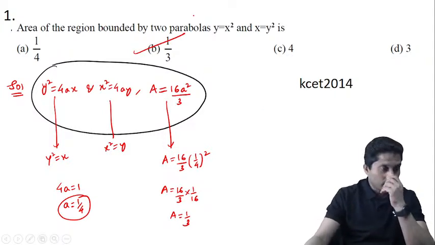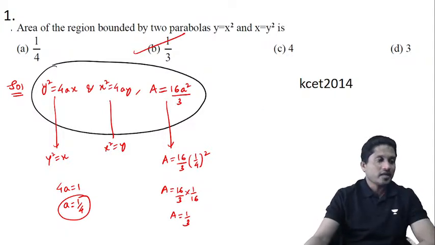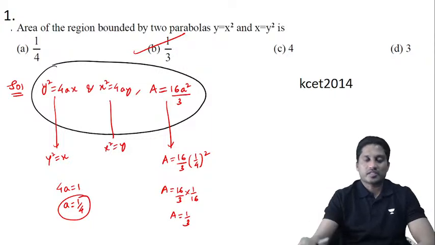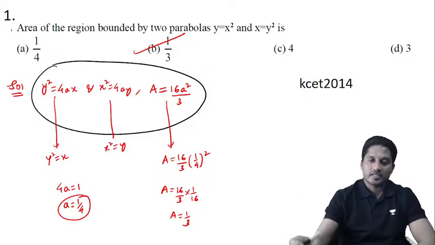You understand guys? Just use the shortcut. Area bounded by y square is equal to 4x and x square is equal to 4ay, the area is 16a square by 3. Let's move to the next question.